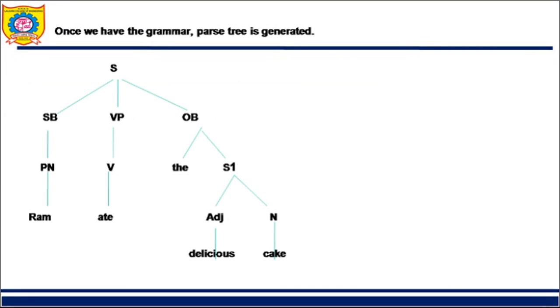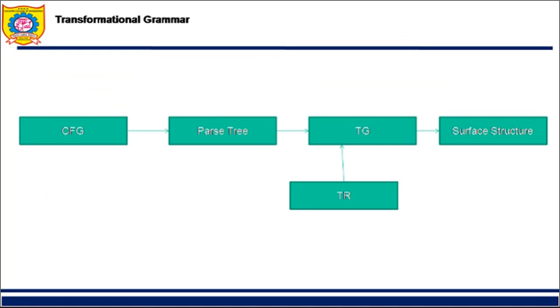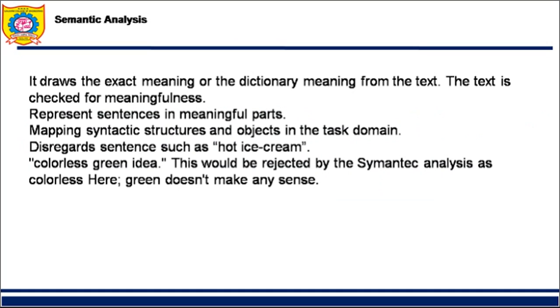Okay. Hello everybody. In our previous video we learned about parse tree and syntax analysis. In this video we learn about semantic analysis. What do you mean by semantic analysis? It draws the exact meaning or dictionary meaning from the text. Semantic means meanings. The meaning of the tokens is attached to those sentences.